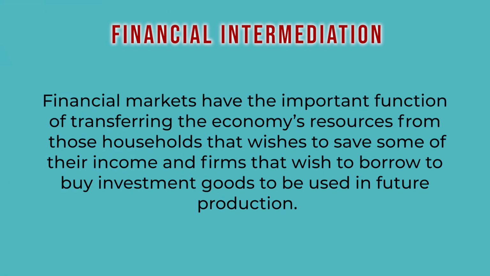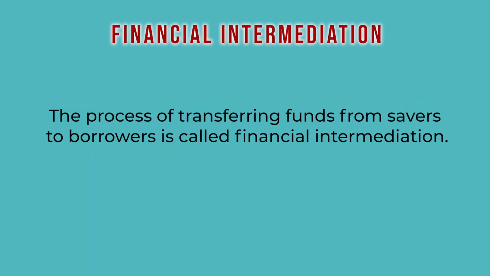Now, the primary difference between banks and other financial institutions is the ability of the banking system to create money. Financial markets have the important function of transferring the economy's resources from those households that wish to save some of their income to firms that wish to borrow to buy investment goods to be used in future production. This process of transferring funds from savers to borrowers is what we call financial intermediation.